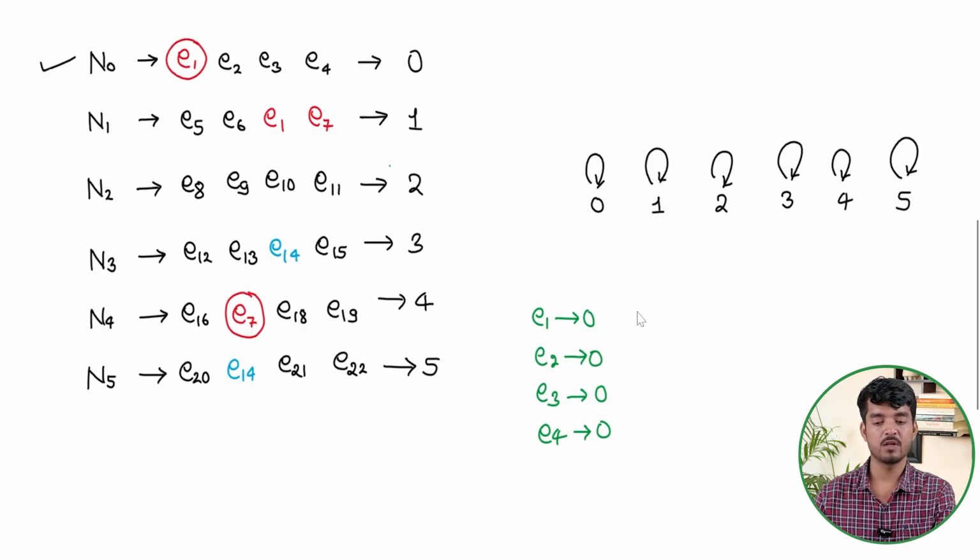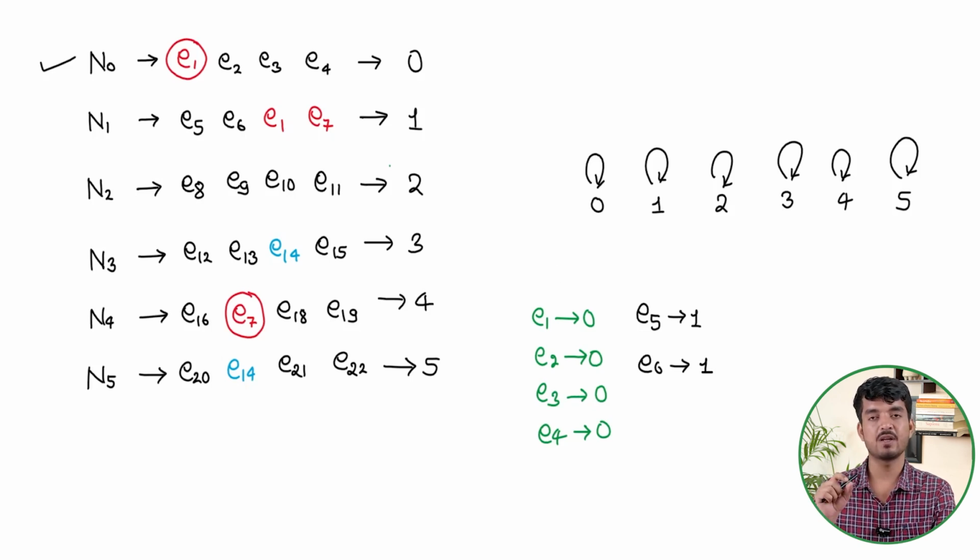Then for the second account, E5 should ideally be mapped with index 1. Then E6, I will map with index 1 because it hasn't been mapped yet. Then E1: I got the email E1, which is already mapped with index 0. So what will I do in such cases? Now please try to pay more attention.